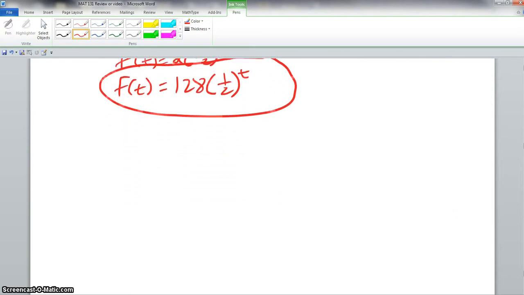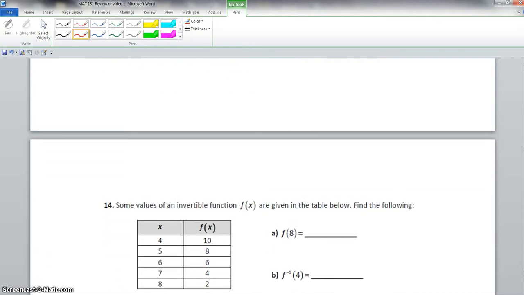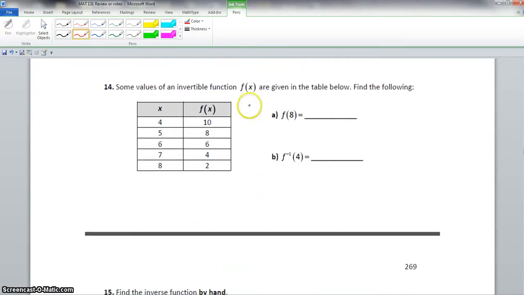Now, we scroll to problem number 14. It says some values of an invertible function f of t are given in the table below. Find the following. Now f of 8, that's when x is 8. So then our y is 2. Now they tell us to find the inverse of 4. So first of all, we go where f of x is 4, and we will write down its x value, which is 7. And that is the final answer.